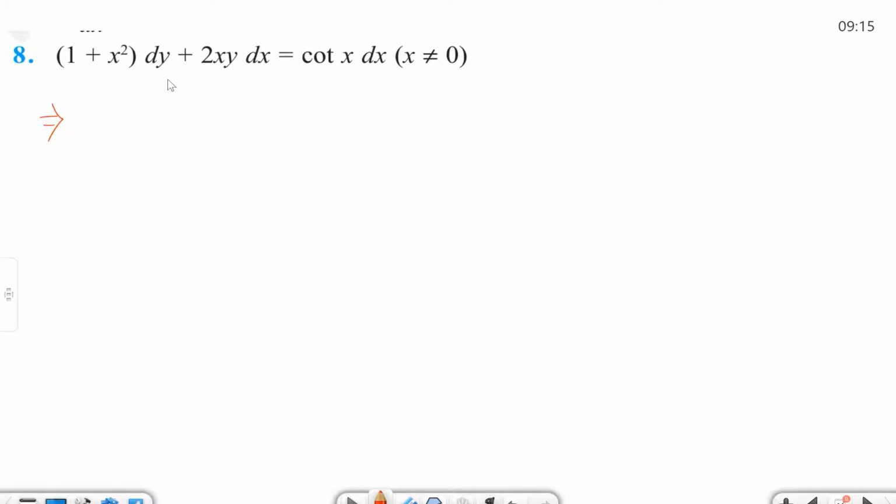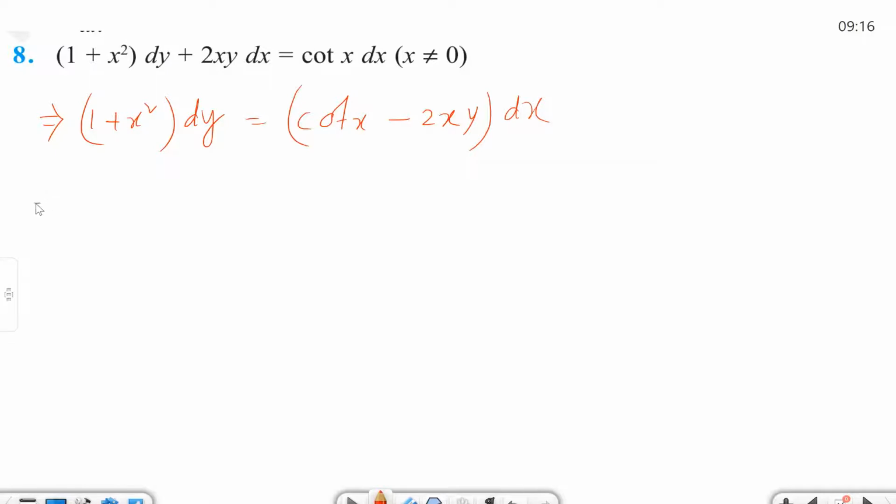Okay, so free up dy/dx, taking the dx term to the right. So it is 1 plus x square whole dy is equal to this cot x minus twice xy whole dx.